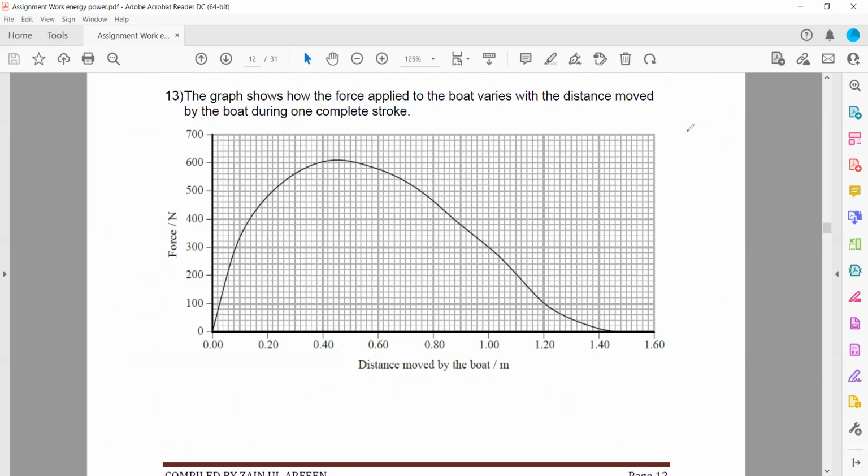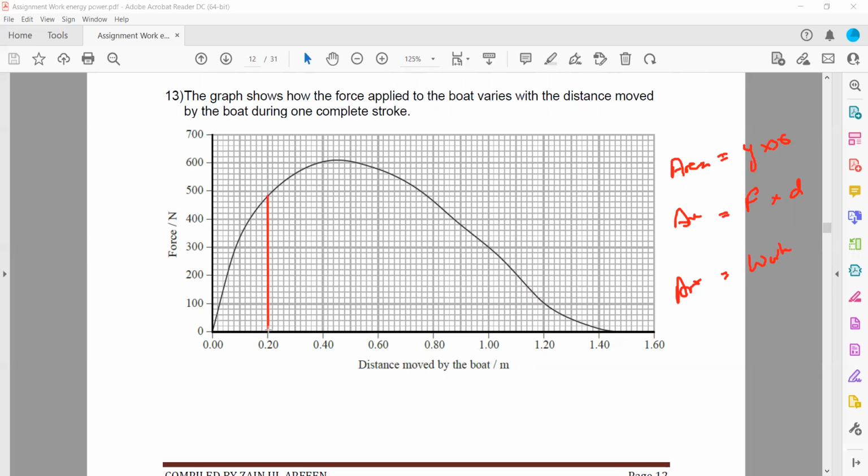Whenever a force and distance graph is there, remember, the area under the graph is the quantity on the y-axis multiplied by the quantity on the x-axis. On the y-axis we have force, on the x-axis we have distance. Force into distance is work or energy. So basically, the area under the force and distance graph will give us the work done. Now it's a non-linear graph, so we have to divide it into sections.